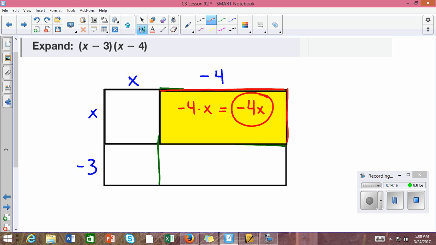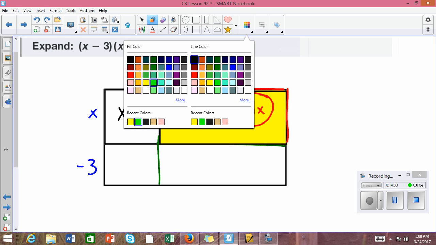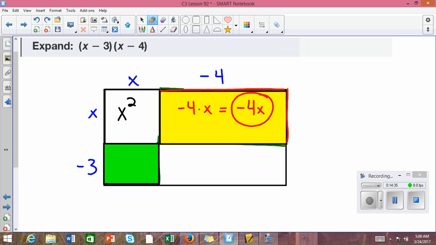Negative 4x. Okay. Down here, this one should have been fairly simple up in the left corner there. You're just taking x times x, so we know that's a square, that's x squared. Okay. Down here we have another rectangle, and let's get a new color. Let's do a green. And you can see there is our rectangle there. And in this rectangle we needed to take our x times our negative 3 to find that area. And x times negative 3 is a negative 3x.